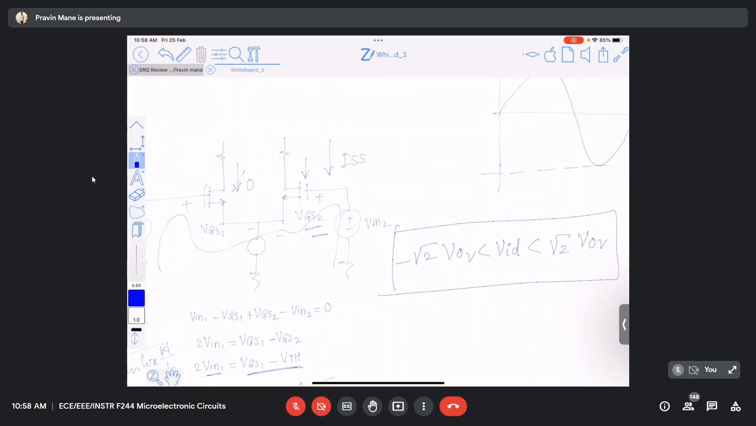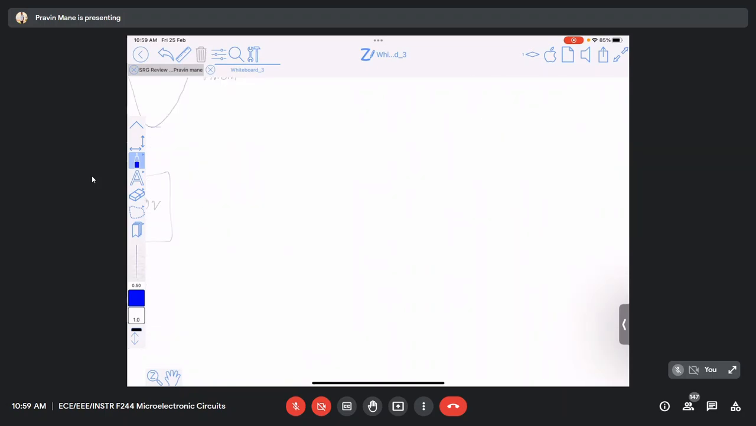Understanding it or not, what I am saying? Yes, sir. If the input differential voltage is out of this range, what will happen? Sir, here 2Vin equals VOV we have written, right? So, sir, 2Vin should be equal to root 2 VOV, then shouldn't the range be divided by 2 also here? So again, I am saying, just suppose this is Vin CM.